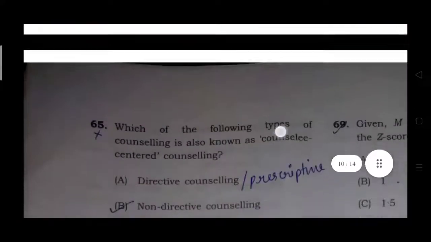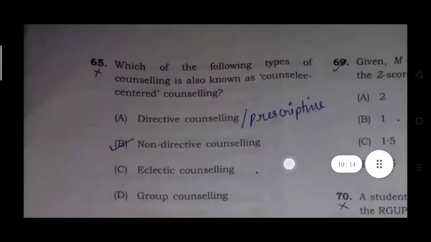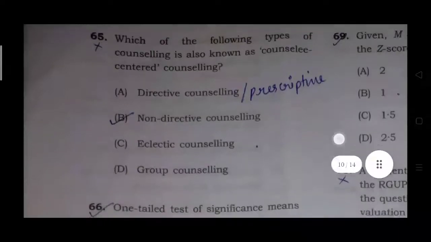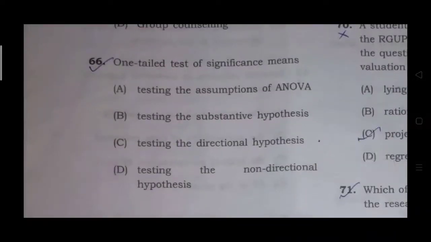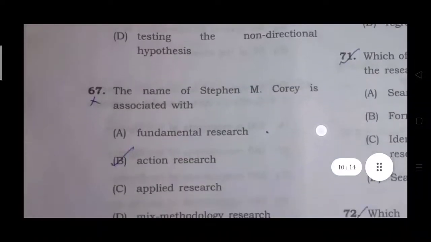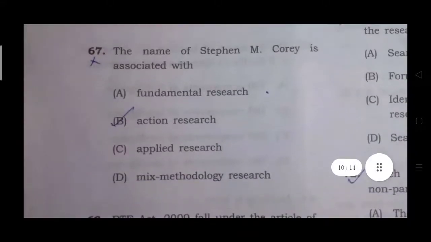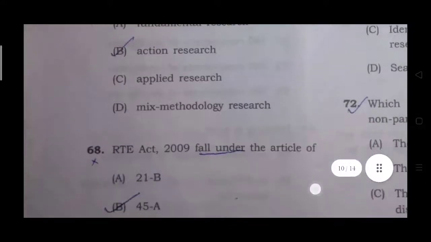Next, 65. Which of the following types of counseling is also known as counseling-centered counseling? That is option B, non-directive counseling. In non-directive counseling, counseling is given more importance. Next, 66. One-tail test of significance means. What is a one-tail test? Option C is the correct answer, testing the directional hypothesis. 67. The name of Stephen M. Covey is associated with. Option B is the correct answer, that is action research. 68.